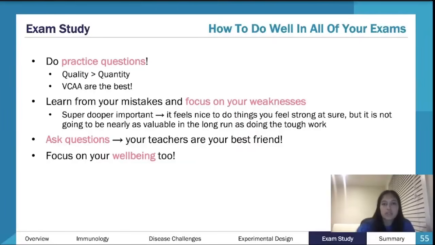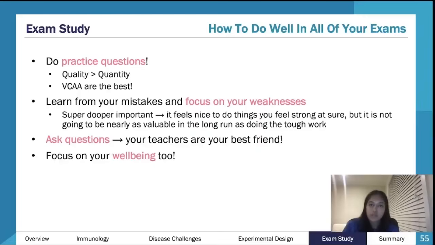Okay, so we'll finish off with just going over some exam study tips. My biggest one, practice questions. I used to hate practice questions. My teacher told me to do a lot of them, and I used to think it was silly until I literally, as I mentioned, realized I didn't know how to answer bio questions.